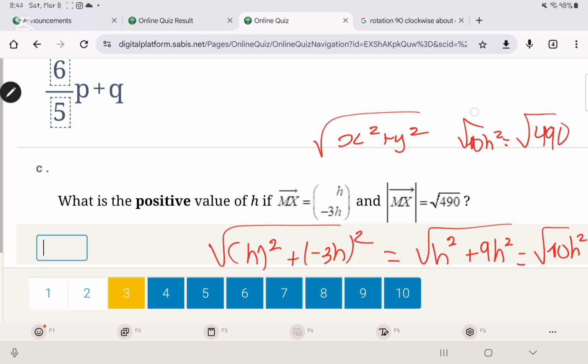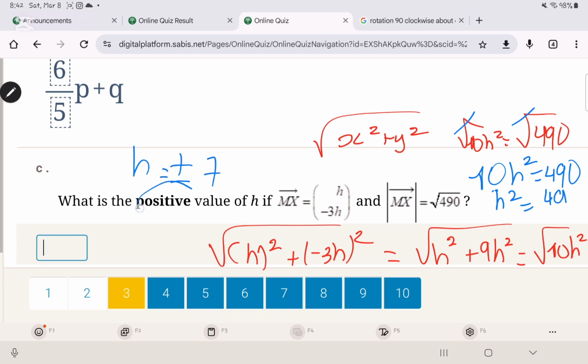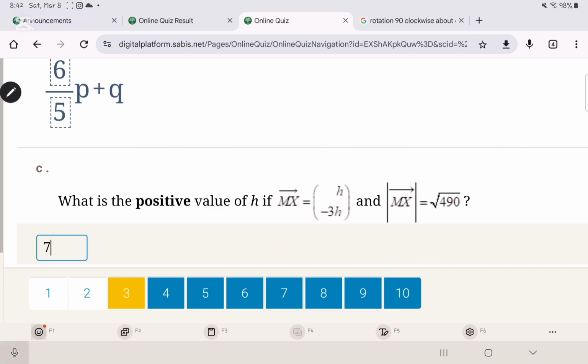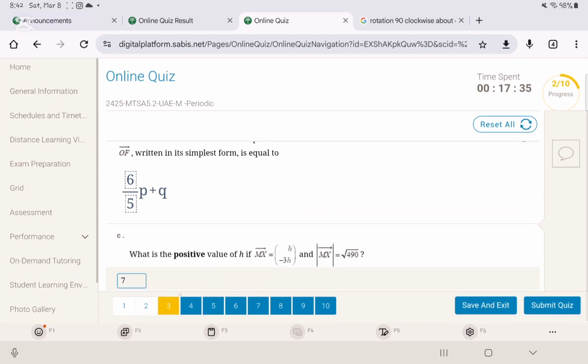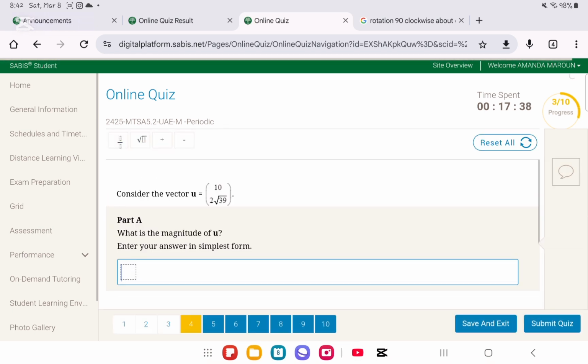You can get rid of the radical from both sides. So 10h squared is equal to 490. h squared is equal to 49. Now here, you get h to be either plus or minus 7. You will take the positive value, so it's gonna be plus 7. Or you can put it as only 7. We move on to question number 4.